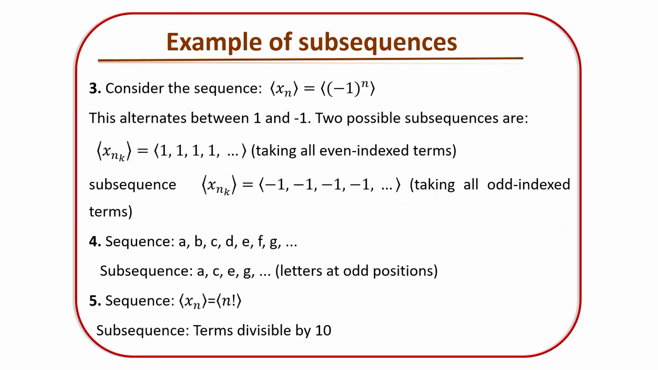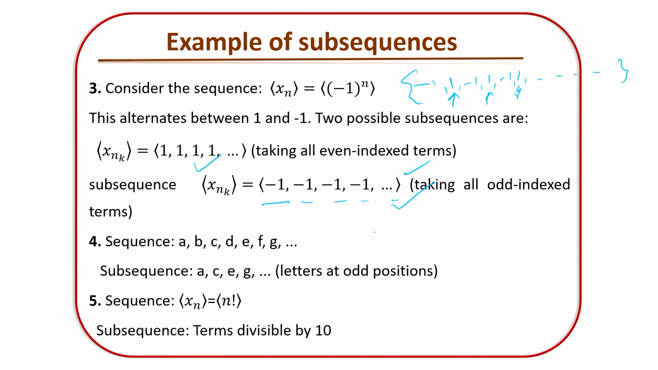Similarly, consider the sequence (-1)^n. Now we can write this one: minus 1 is the first term, the second term is 1, the third term is minus 1, then 1, minus 1, 1, and so on, right? Now take only the odd position terms. What will the odd position terms be? Minus 1, minus 1, minus 1, minus 1, and so on, right? So taking all the odd positions makes a subsequence. Similarly, you can take the even index terms, the even position terms. So 1, 1, 1 will make a subsequence of that sequence.